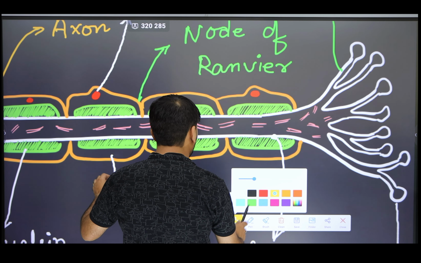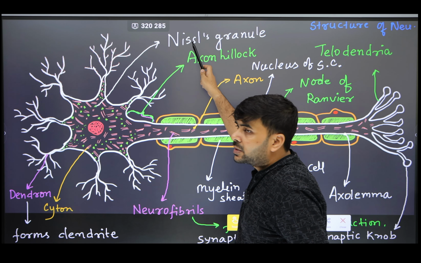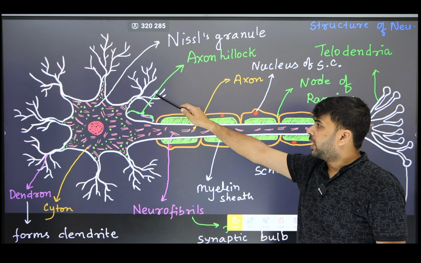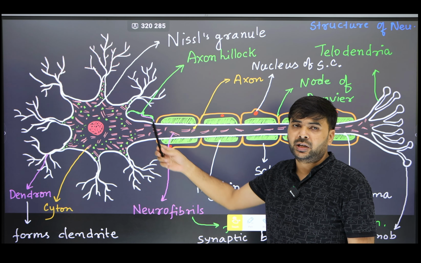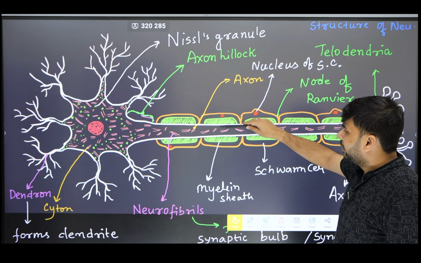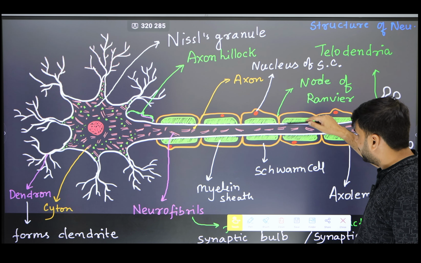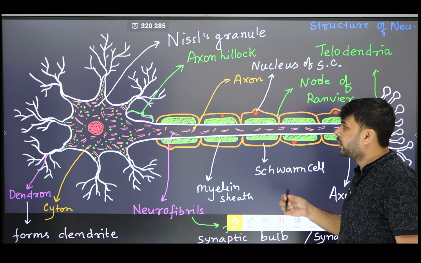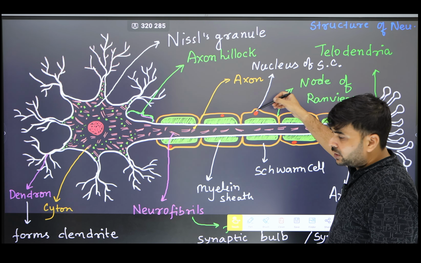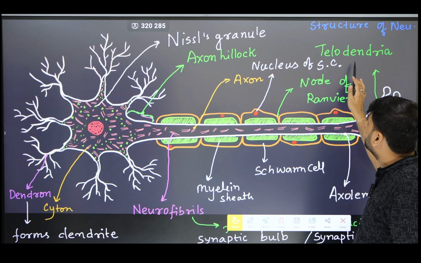Now coming to the remaining labeled areas of this diagram: Nissl's granule we discussed, spike proteins we discussed, receptor proteins, axon hillock. Axon hillock is the neck part of the neuron. Then axon area we discussed, nucleus of Schwann cell. These are repeated Schwann cells. Schwann cells are neuroglial cells, supporting cells. They support the neuron and have a nucleus. Yes, as it is a live cell, the nucleus is present. Node of Ranvier we discussed, telodendria we discussed.